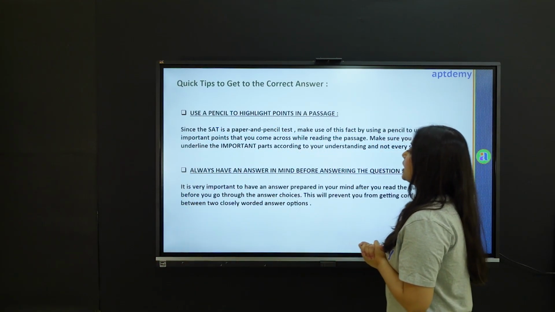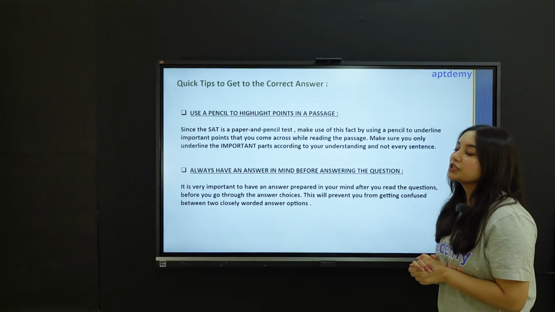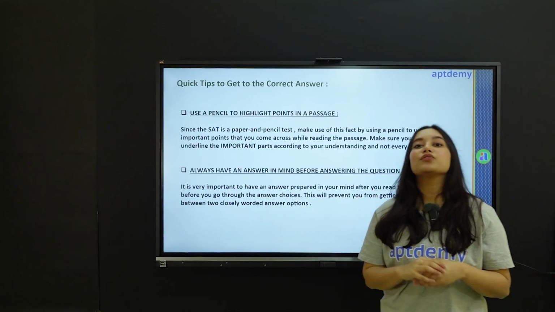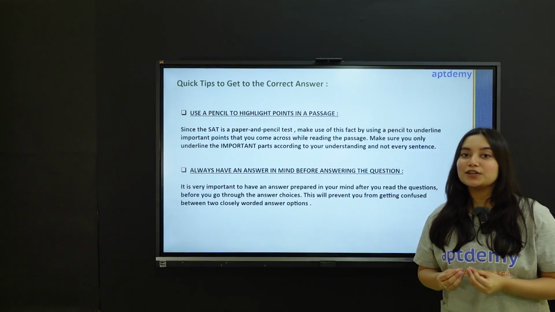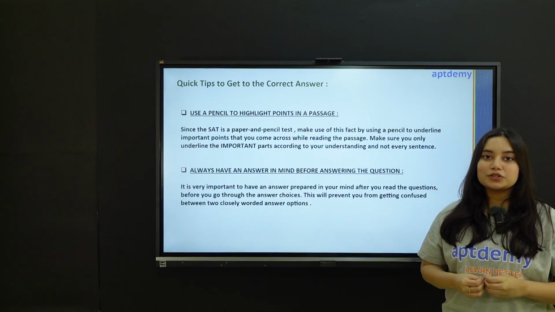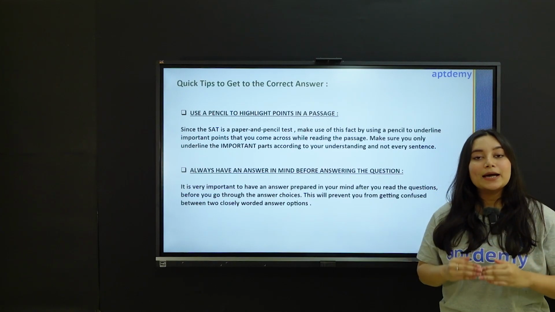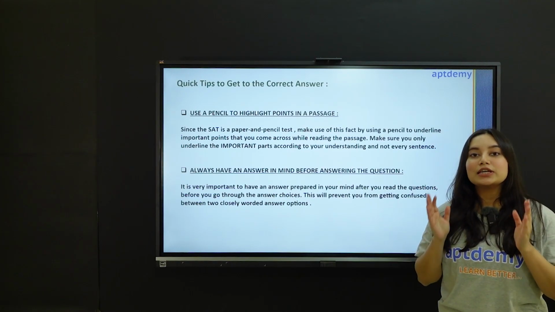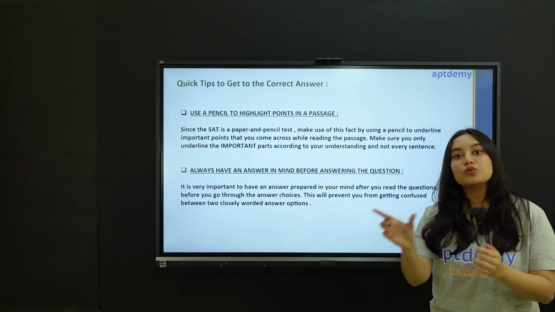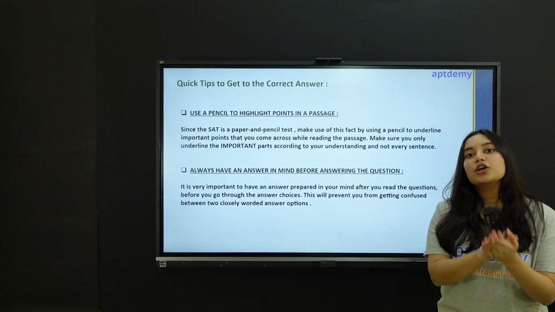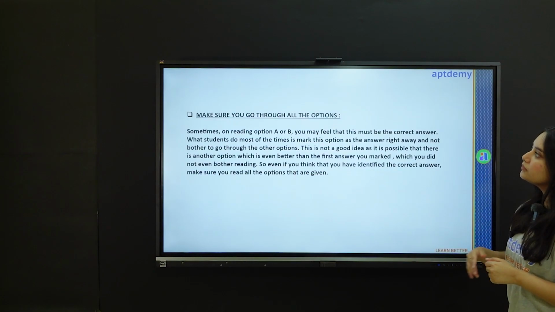Next, always have an answer in mind before answering the question. This is very important. Like I said, if you do not know what you're looking for, you will be lost and might get confused after reading the answer options. So always after reading the passage, have an answer in mind so you know what you're looking for, and the answer option that most closely matches that, you go for that option.